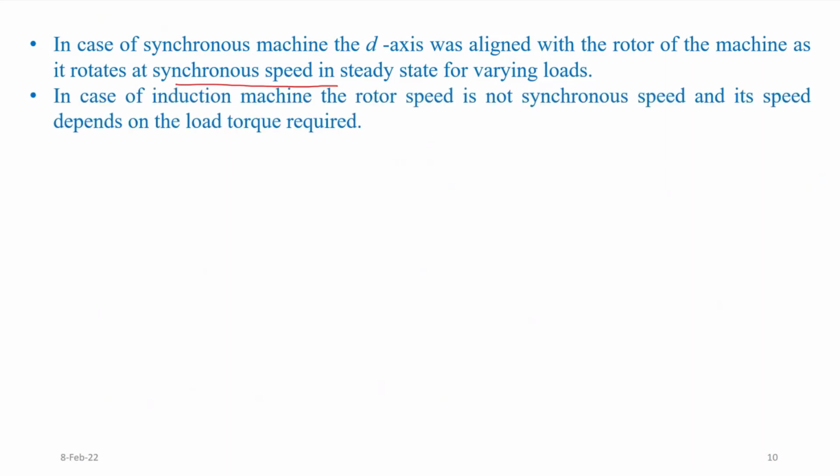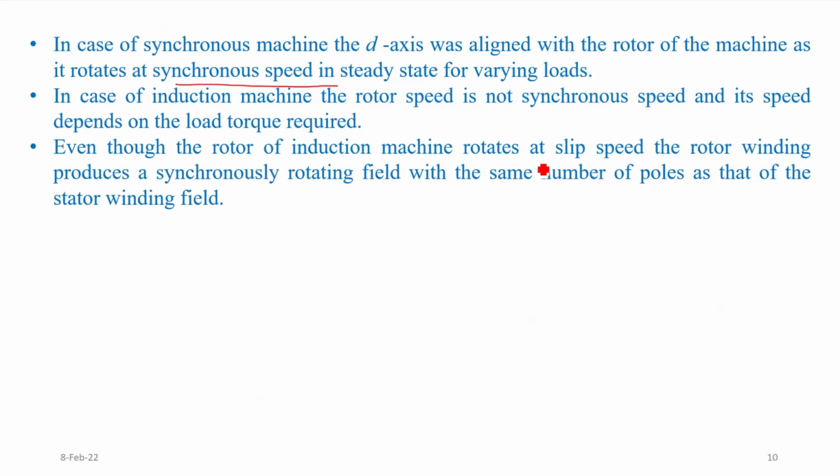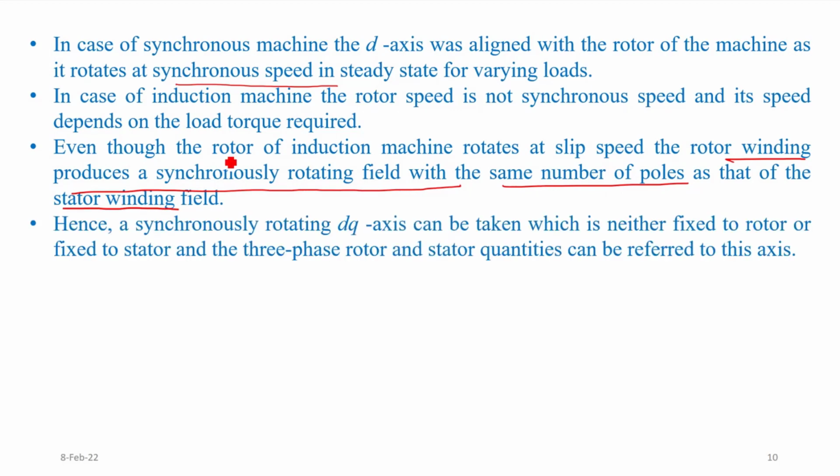In case of induction machine, the rotor always rotates below the synchronous speed. It cannot achieve the synchronous speed. Its speed depends on the load torque required, right? So the rotor of the induction machine rotates at slip speed. The rotor winding produces, this is important, a synchronously rotating field with the same number of poles as that of the stator winding. Hence, a synchronously rotating DQ axis can be taken, which is neither fixed to the rotor nor fixed to the stator, and the three-phase rotor and stator quantities can be referred to this DQ axis, which is rotating at the synchronous speed.